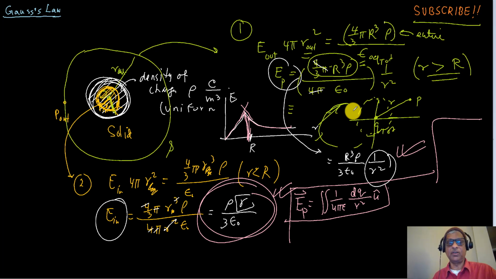Next up for Gauss's law are the problems with cylindrical symmetry, like an infinitely long wire or infinitely long cylinder filled with charges, and what the electric field will be.